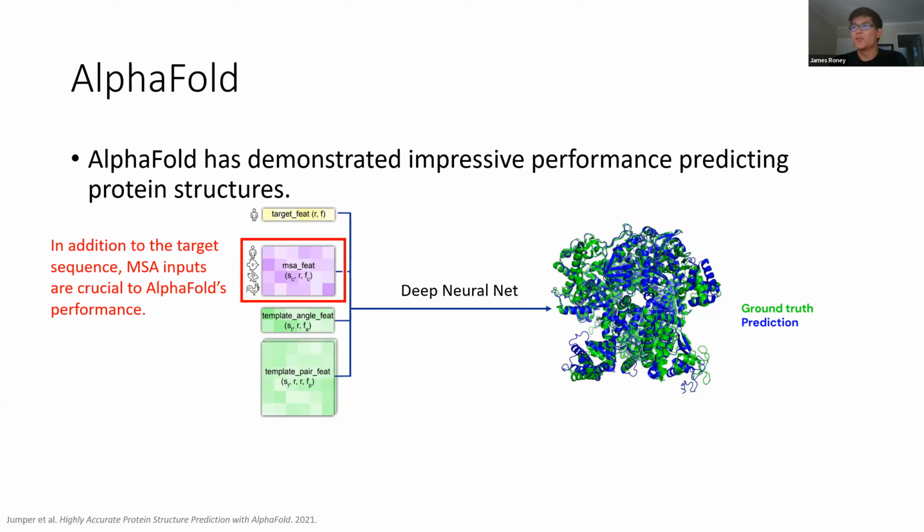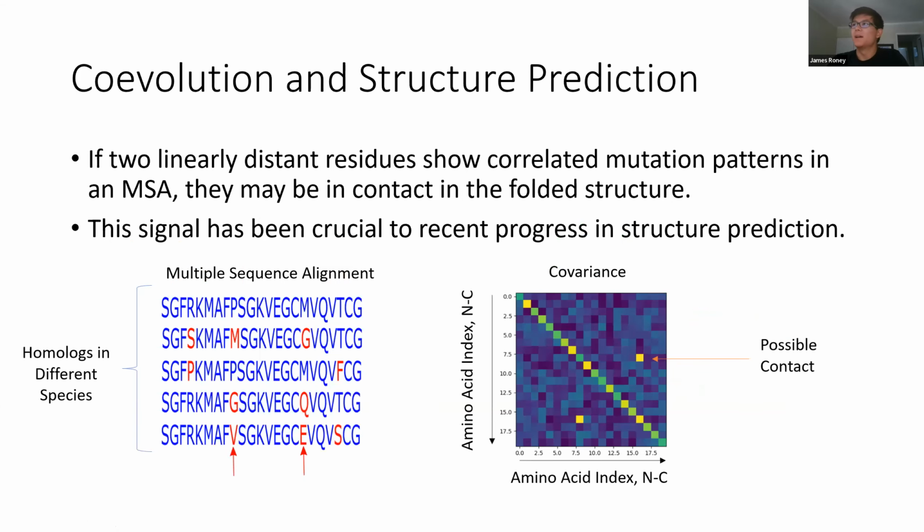As I mentioned before, those MSA inputs are really crucial for AlphaFold's performance. And why is that? Well, a lot of recent progress in protein structure prediction has been driven by the use of coevolution information. MSAs contain this coevolution signal, and it can be really useful for predicting protein structures. The reason for that is basically we can look for linearly distant positions in the MSA that show correlated patterns of mutation.